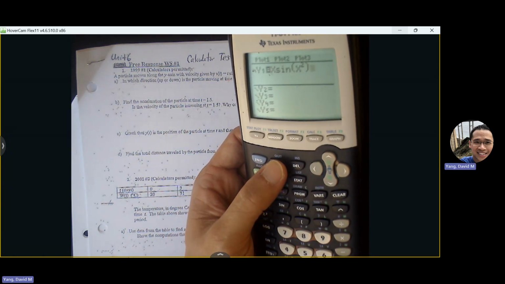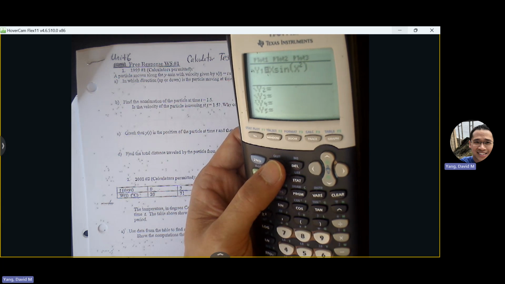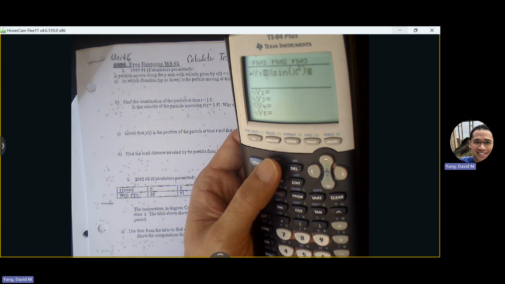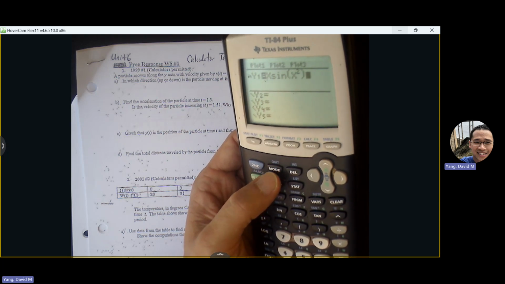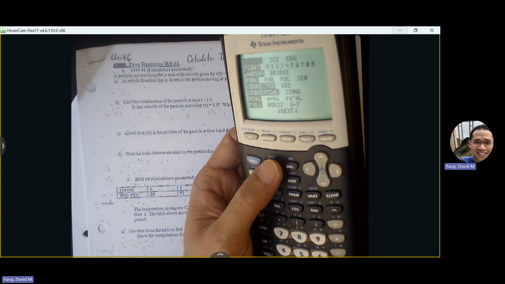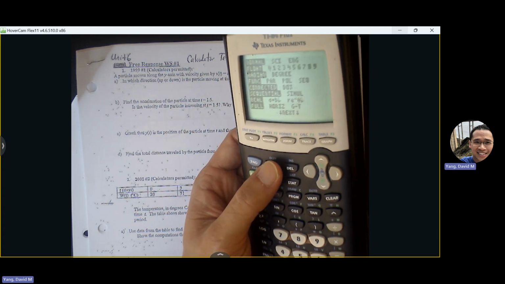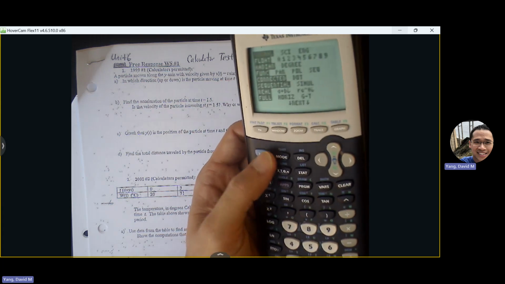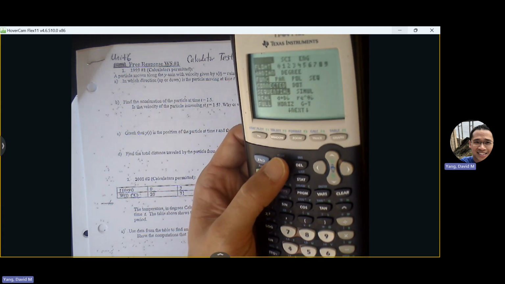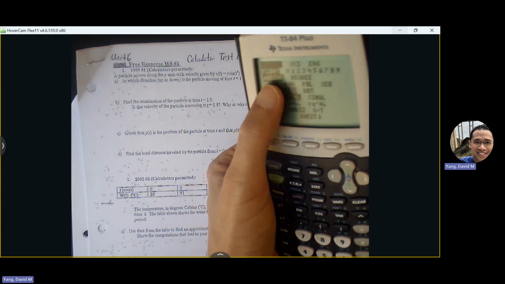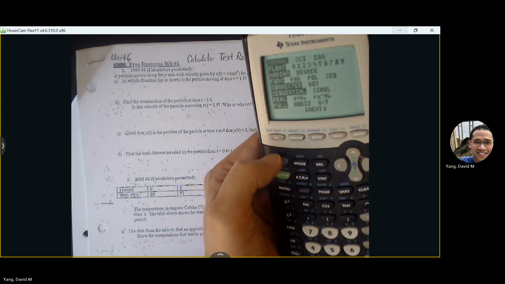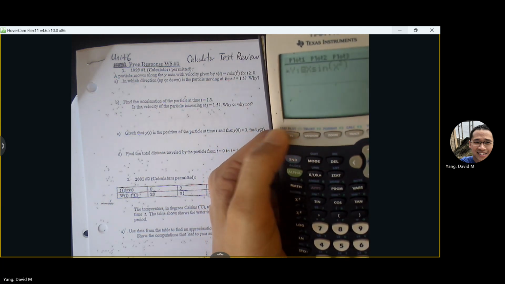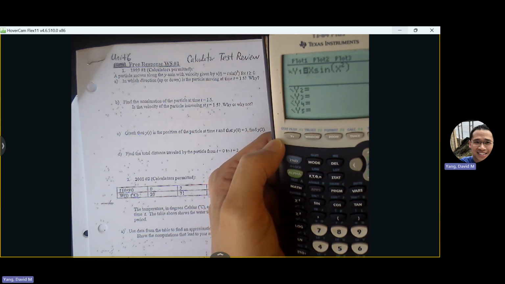Also, one thing for this course is that we're always using radian mode. We're never using degree mode. So we want to make sure, especially if there's trig involved, that we are always in radian mode and not in degree mode. If you click on mode, it's next to your second button, just make sure radian mode is the one that's highlighted. So x sine x squared.